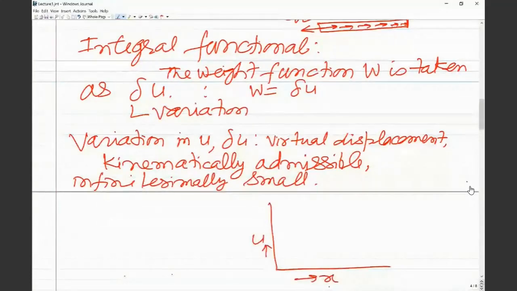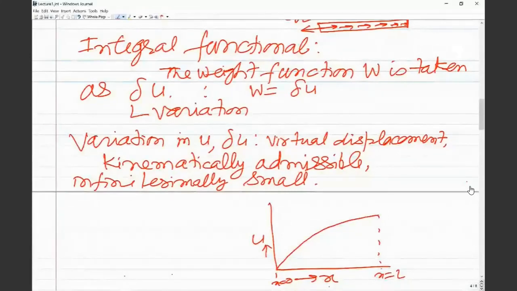For the given problem, at x equal to 0, of course U is 0. Let us say we have some exact solution of the problem. So we are able to solve this differential equation exactly, and we get the exact solution. Let us say this is the exact solution. When we want to find the approximate analytical solution, we don't know this, but let us say that we have an exact solution of the problem.